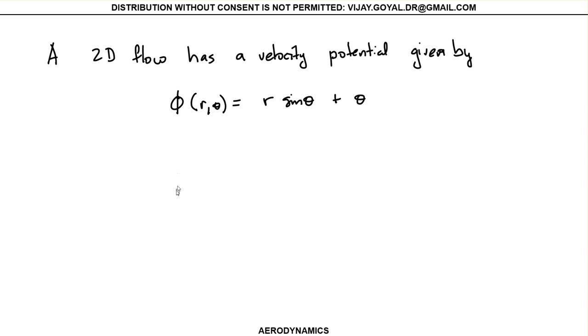So let's consider example number 1 for potential flow basics. In this example, let's consider we have a two-dimensional flow, a 2D flow that has a velocity potential given by this. Remember, when we say we have a potential, we are saying that it is possible that your velocity is equal to this. Okay, we can find your velocity like this.